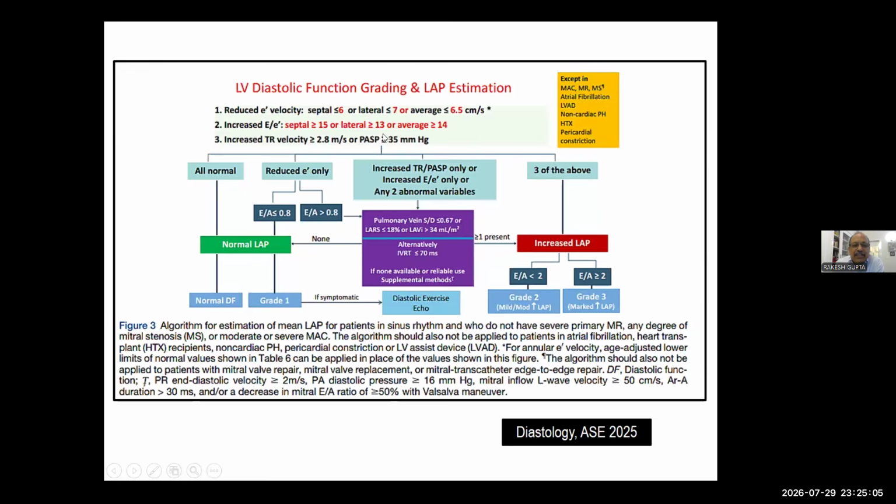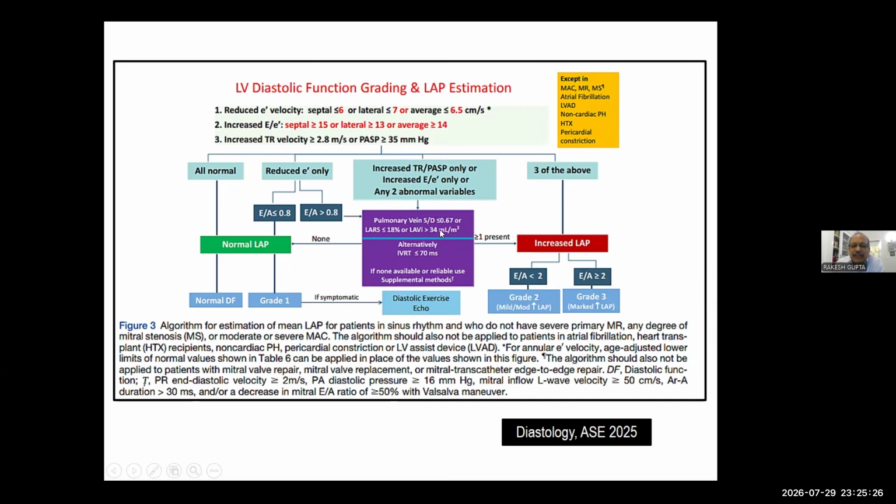Then my average E/E prime ratio is more than 14. So one parameter is okay. TR jet velocity, two parameters are positive. So two parameters are positive, all normal. We have to go to any abnormal two variables. So two variables abnormal. Now I have to look for LA volume index.